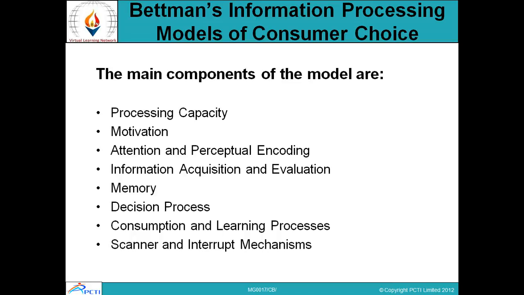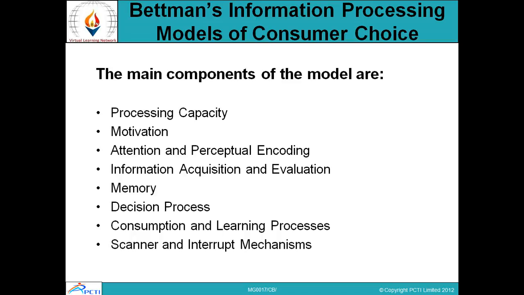The next model: there are various models, as I said. The popular models are Nicosia's and Bettman's. Nicosia's we have discussed. We will now go to the Bettman information processing model of consumer behavior. The main components of this model are, as you can see: processing capacity, motivation, attention and perceptual encoding, information acquisition and evaluation, memory, decision process, consumption and learning process, and then scanner and interrupt mechanism. Let's understand each component in detail.